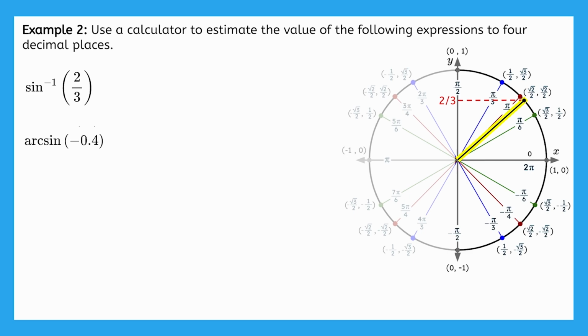Similarly, arc sine of negative 0.4 asks for the radian measure of the angle that gives a sine of negative 0.4, which puts us in the fourth quadrant, and the corresponding angle should end up a bit above negative pi over 6. Now that we know what we're looking for, use a scientific or graphing calculator to estimate these inverse sine values to 4 decimal places.